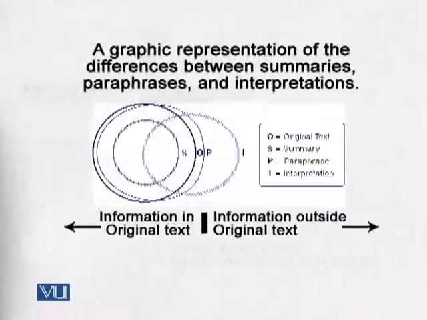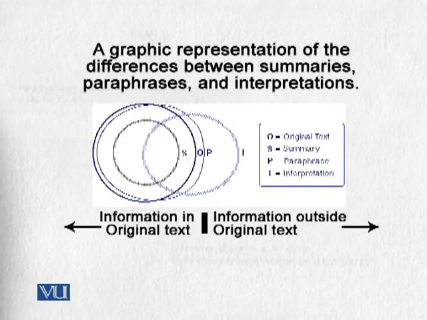Now, I would like to explain the difference in these 3 with the help of one graphic representation. If I take you back onto your screen, there is one slide for you. On this slide, I have drawn 4 circles. You can see these circles have been labeled O, S, P, and I. O stands for original text, S stands for summary, P stands for paraphrase, and I stands for interpretation. The darker circle has been labeled O. This is the original text. Inside this darker circle, there is another smaller circle, labeled S.